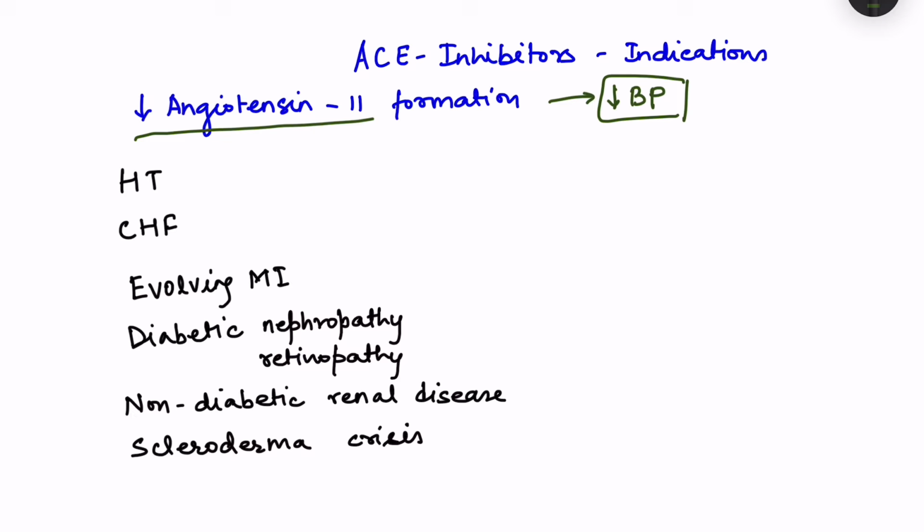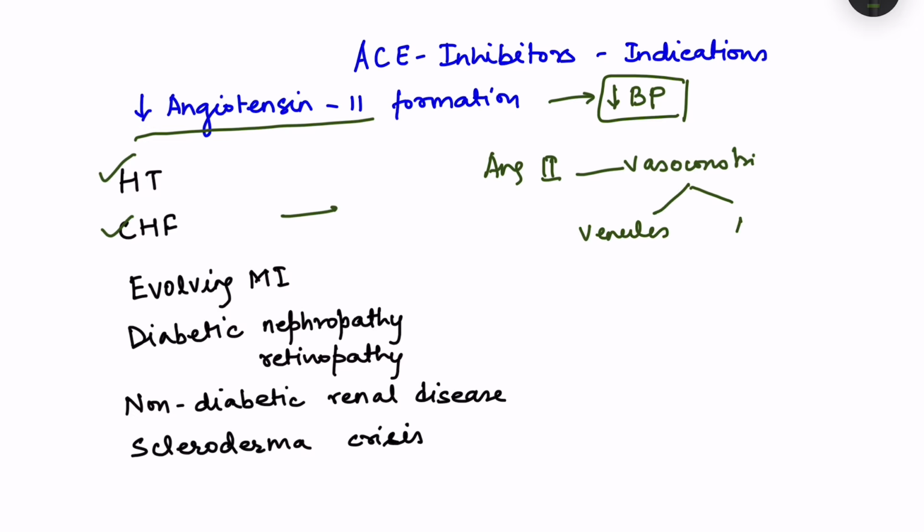So yes, when is it used? It is used in hypertension. Then it is used in congestive heart failure. Why is it used in congestive heart failure? Because we have seen what angiotensin 2 does: it causes vasoconstriction of the venules as well as the arterioles. So with this there is an increase in the preload, and in the arterioles there is an increase in the total peripheral resistance.